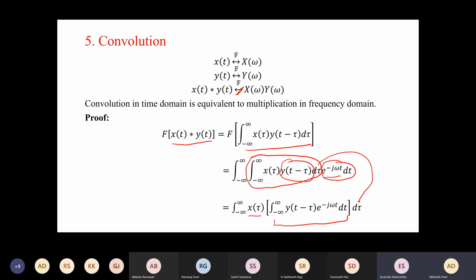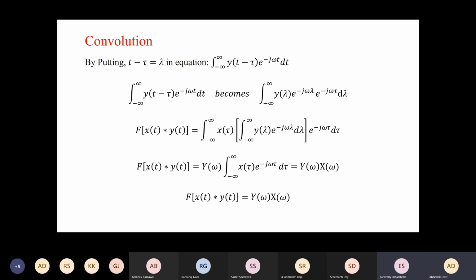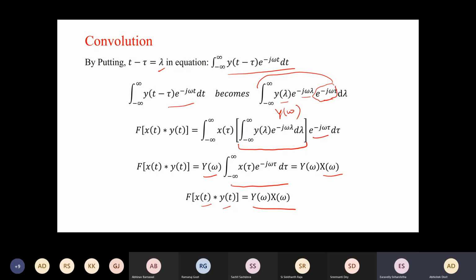What is this? I need to do some change in variables. So let me put t minus tau as lambda in this equation. This equation simply becomes y of lambda, and you will get two terms here. Again, this term is not a function of lambda, so it can be put outside this integration. This term is simply Y of omega. Again, this is not a function of tau, so this could be pulled out. What I remain with is this thing, and this by definition is X of omega. So the Fourier transform of x(t) convolution y(t) is this. Any doubt?